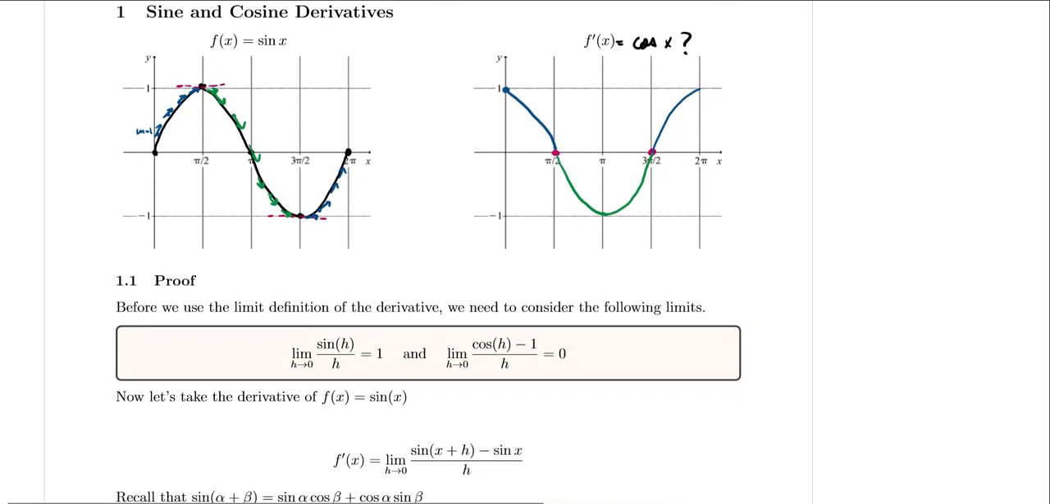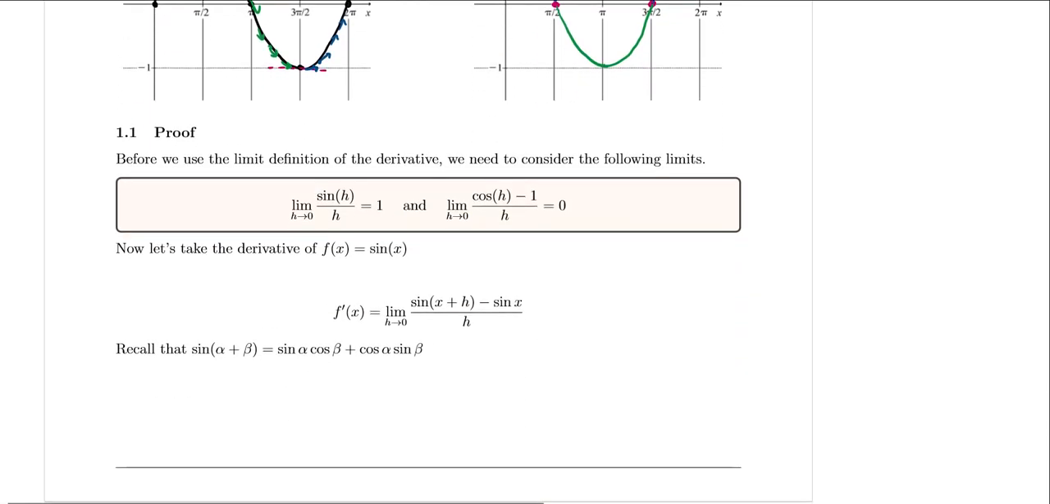Before we take a look at the proof though, I will ask you to consider the following limits. I'm not going to prove these here, I'll just reference them. The limit as h approaches 0 of sine of h over h equals 1, and the limit as h approaches 0 of cosine of h minus 1 over h equals 0.